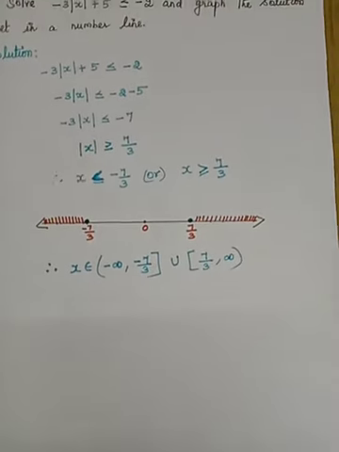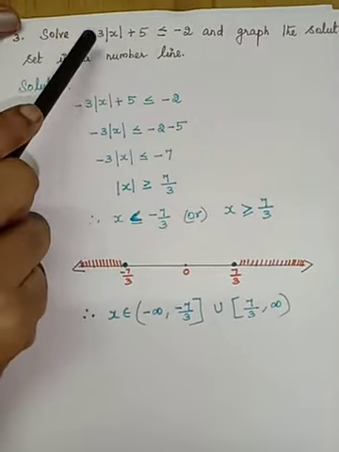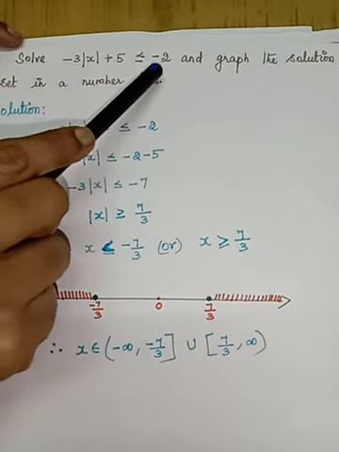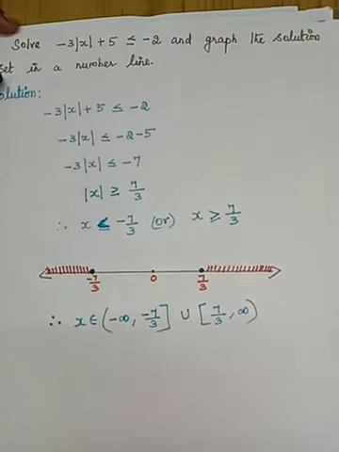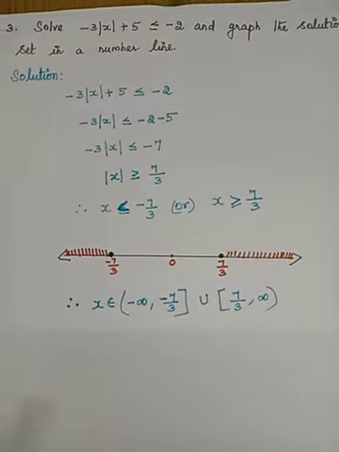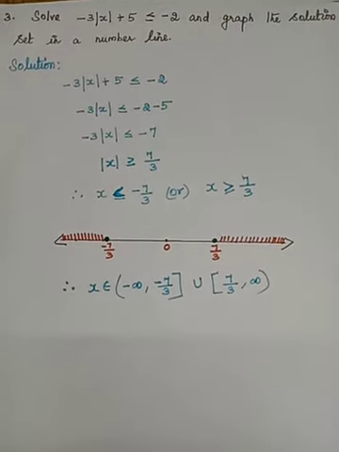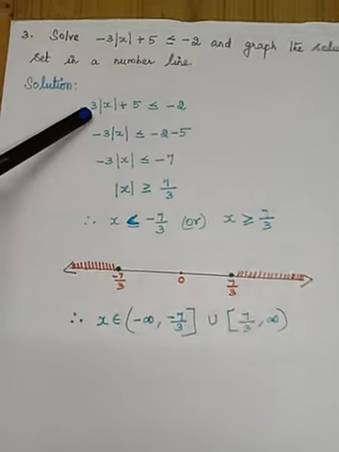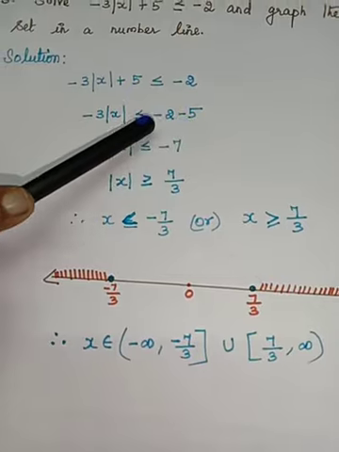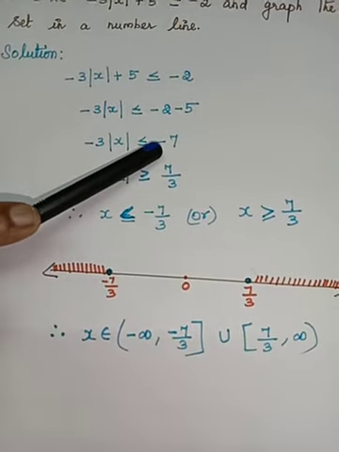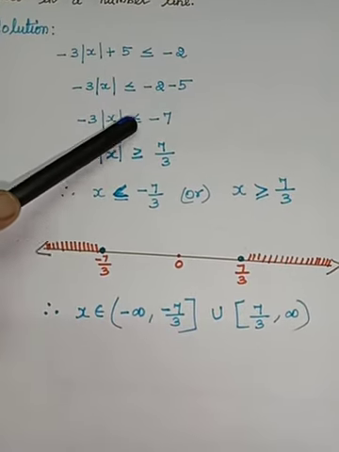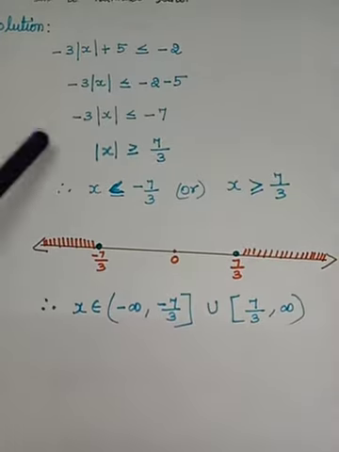Come to the third problem. Solve minus 3 modulus of x plus 5 less than or equal to minus 2 and graph the solution set in a number line. In the previous problem, the interval was asked. Here we have to mark the solution in the number line. Consider the problem. Here you are having 5. This 5, when you take it to the other side, is minus 5. So, minus 2 minus 5 is minus 7. So, see that minus 3 into modulus of x less than or equal to minus 7. So, divide throughout by minus.